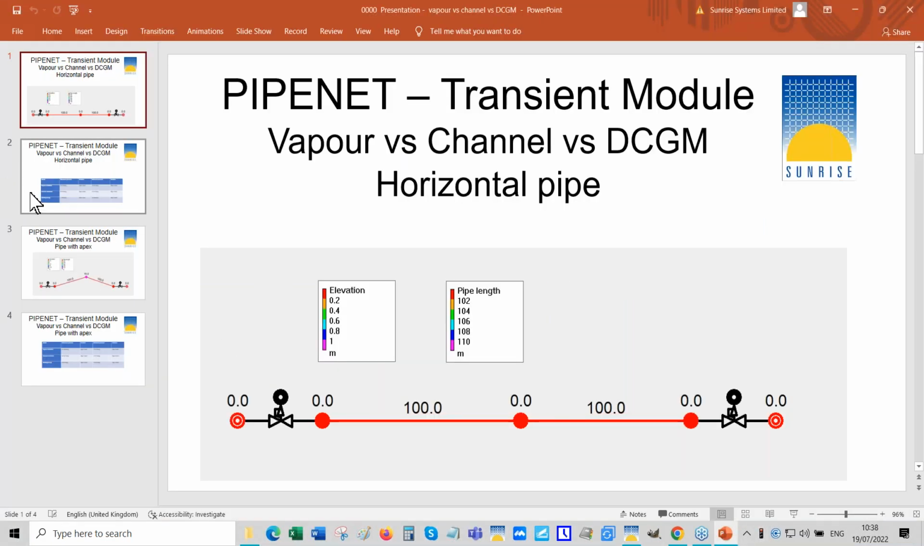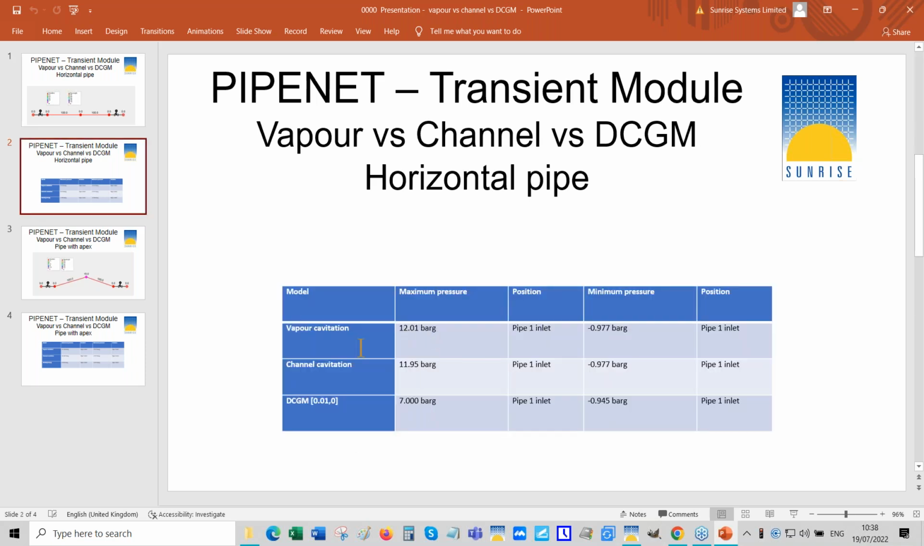So if we look at the table of comparison, you see the vapor cavitation and channel cavitation give virtually the same pressure surge, maximum pressure and the minimum pressure. Whereas the discrete gas cavity model gives a smaller maximum pressure, and also it doesn't go as low as the vapor pressure. Okay, with these two, there is cavity forming. With this one, when there's a small amount of gas present, the amplitude of the pressure oscillations is reduced to such an extent that it doesn't even go below the vapor pressure.